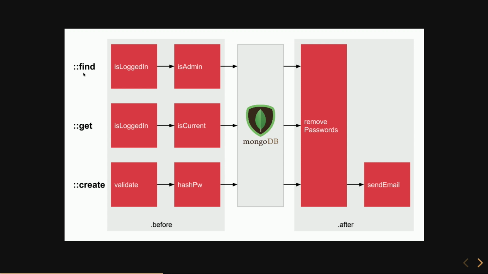So for the find method of this given service, we can first call a hook to make sure that they're logged in. And then we can call another hook to make sure that they're an admin. And if both of those are satisfied, we'll allow them to search in the database. We can also have after hooks. So if you have something like a user service where you want to remove the user's passwords from the user entity before returning it to the client, you can have a hook that automatically removes certain fields from the outgoing data.